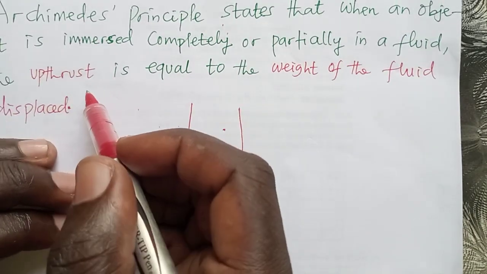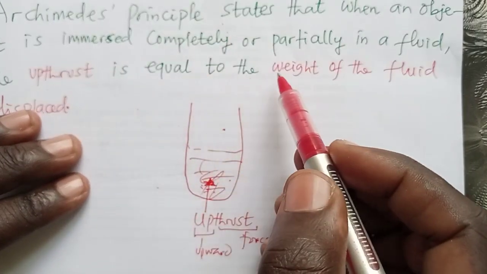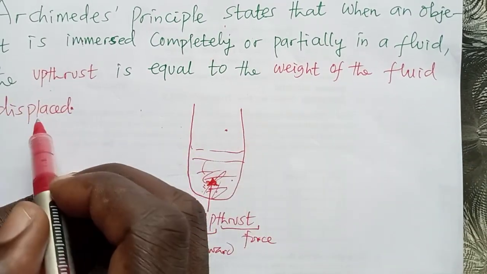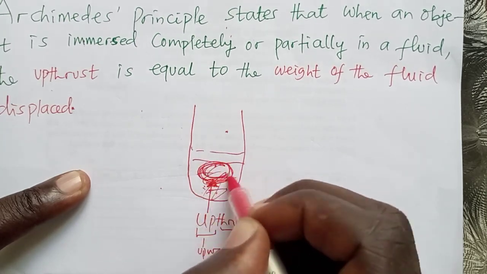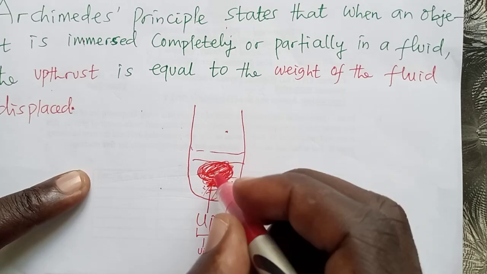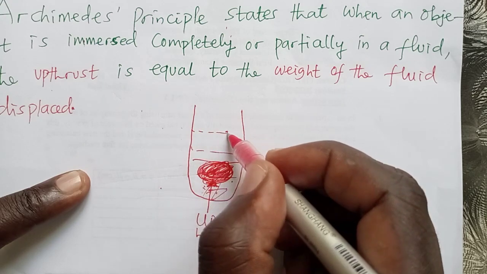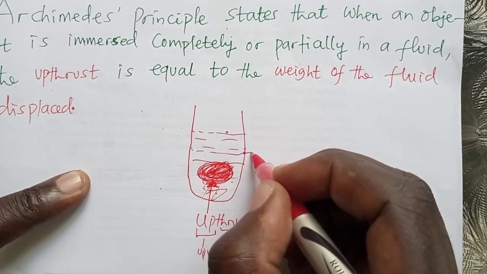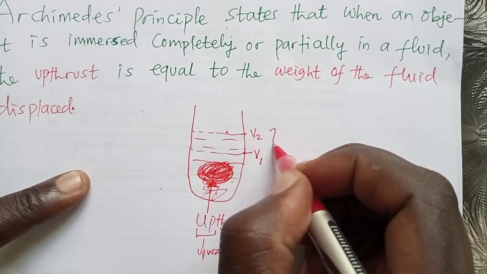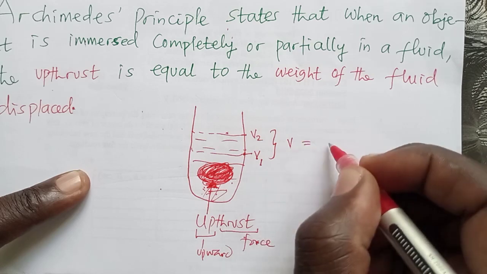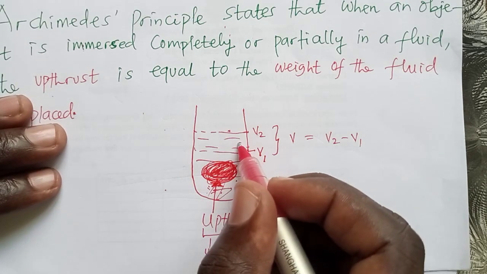Now this upward force, otherwise known as upthrust, is equal to the weight of the fluid displaced. Because if I immerse an object completely, then the liquid level will increase, it will go higher. So let's say this is the initial level. I can call this V1, and then this is V2. Then V is equal to V2 minus V1. This will give me the volume of liquid displaced.